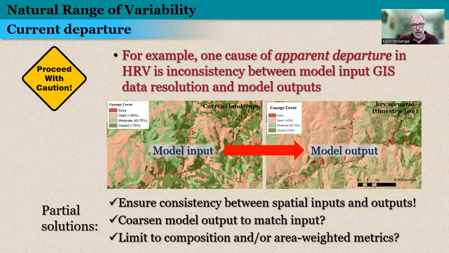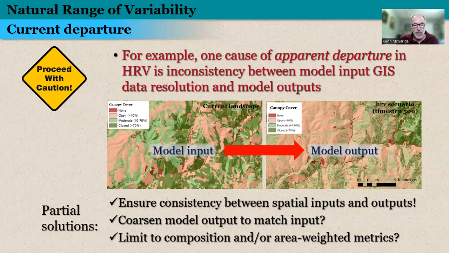And so one always has to check for consistency between the input data and the output data and ensure that they're the same, or to take measures to account for those differences. So some partial solutions, if this is the case for apparent departure, is of course logically to ensure consistency between the spatial inputs and outputs. That's clearly what you'd like to be able to do. But there may be cases where you're constrained and you're unable to do that. So one possibility is to coarsen the model output through smoothing algorithms to essentially match the graininess of the input data so that we're comparing apples to apples.